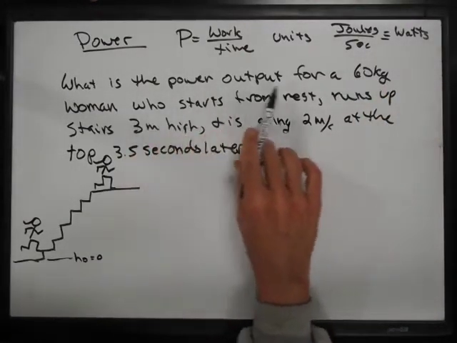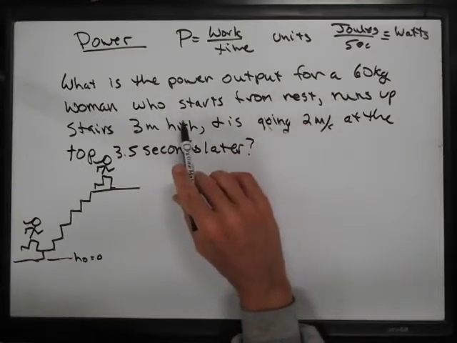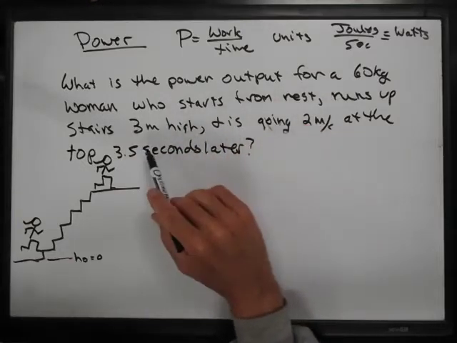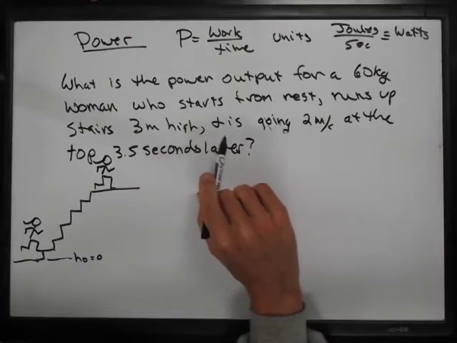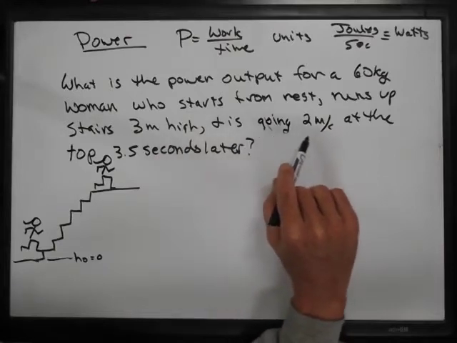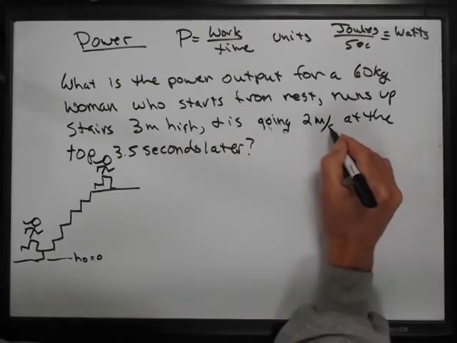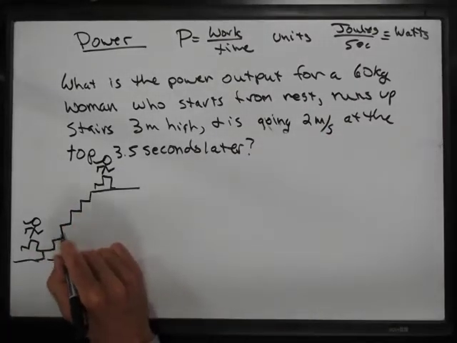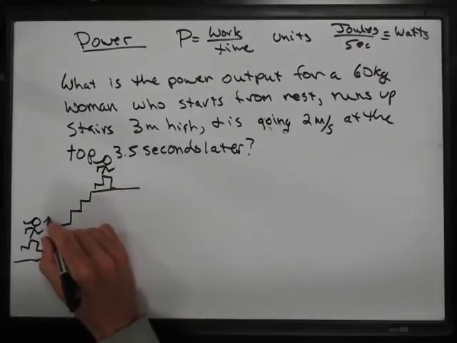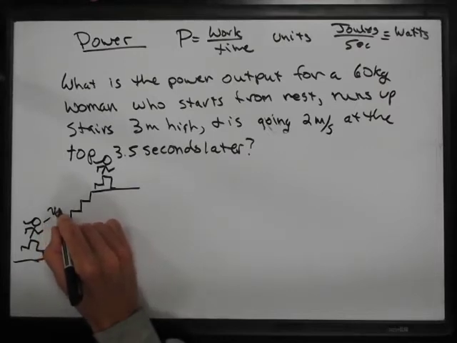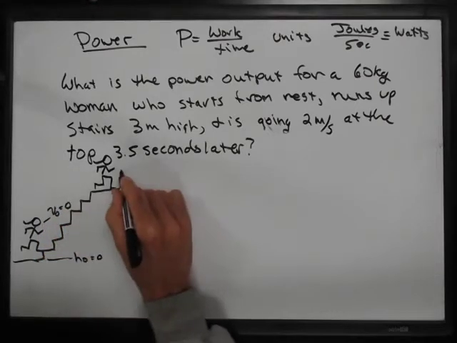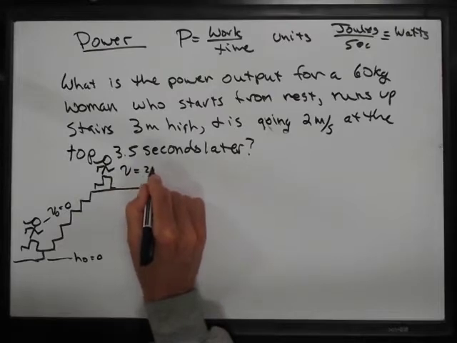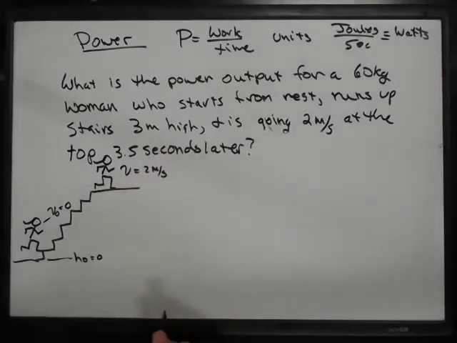We're going to say, what is the power output for a 60-kilogram woman who starts from rest, runs up the stairs 3 meters high, and is going 2 meters per second at the top of the stairs 3.5 seconds later. So she starts at the bottom, right, where at the bottom, V naught is equal to 0, and then V at the top is 2 meters per second, right?